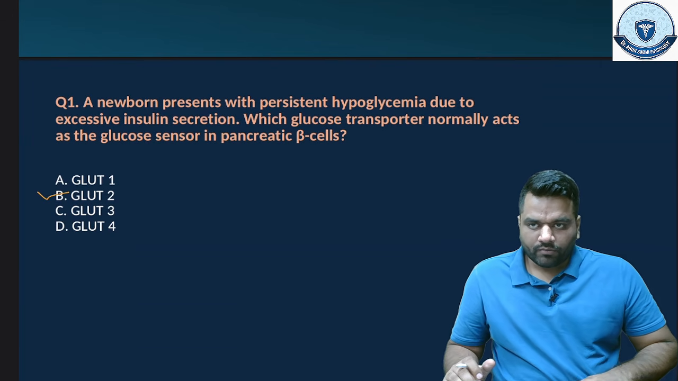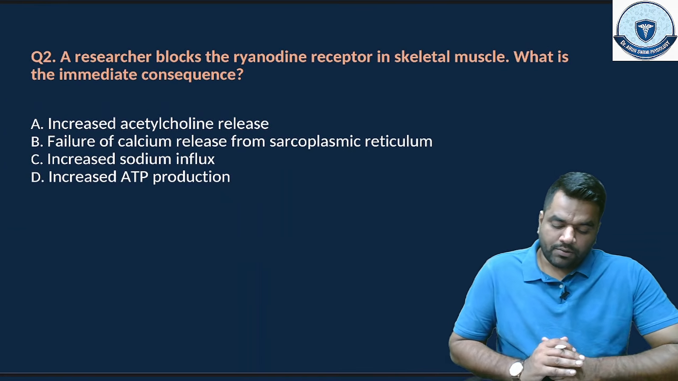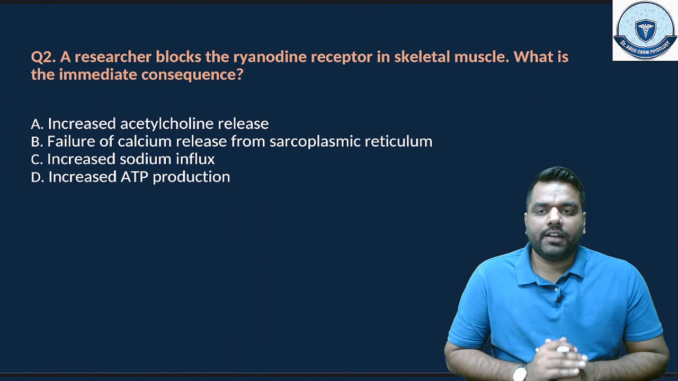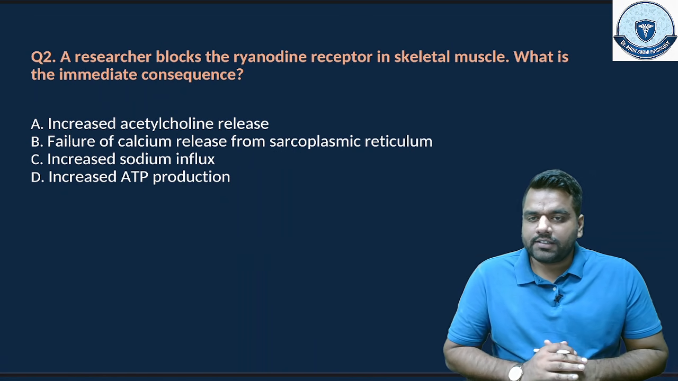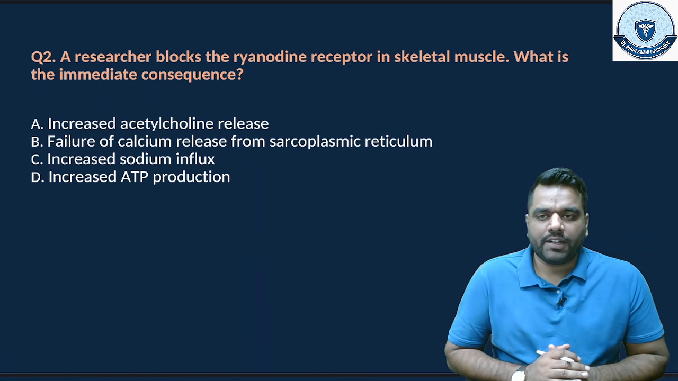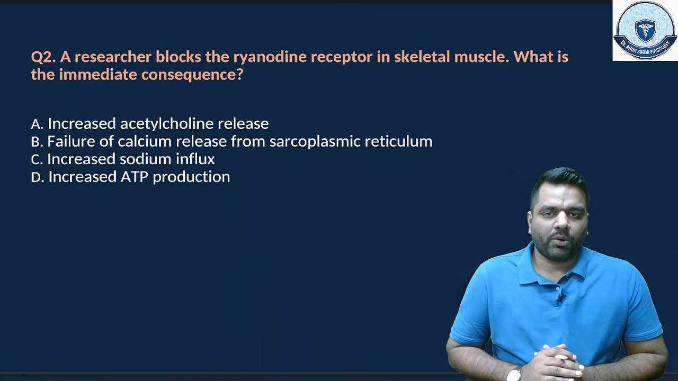Option B. Coming to the next MCQ. A researcher blocks the ryanodine receptor in skeletal muscle. What is the immediate consequence? Increased acetylcholine release, failure of calcium release from the sarcoplasmic reticulum, increased sodium influx, or increased ATP production.